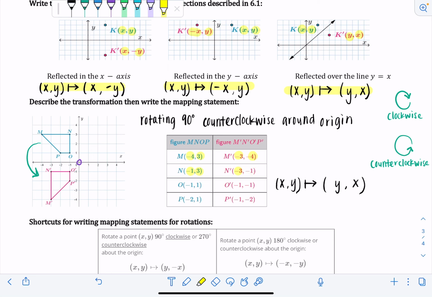So it looks like on, say, point M and M prime, the original Y coordinate was 3, and then that became the first coordinate over here, but that got made negative. And then the original Y coordinate here was 3, that became the X coordinate over here, but it got made negative. So I'm going to say that this maps to negative YX.